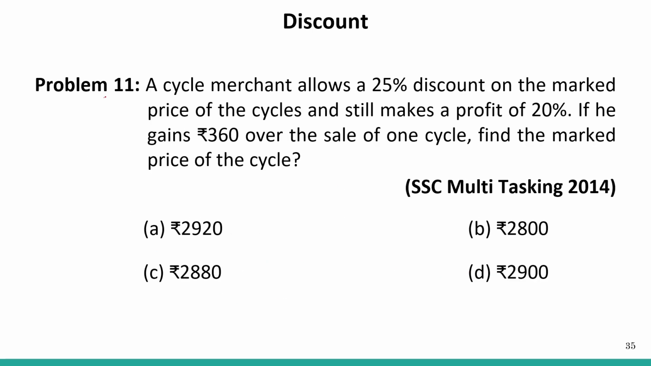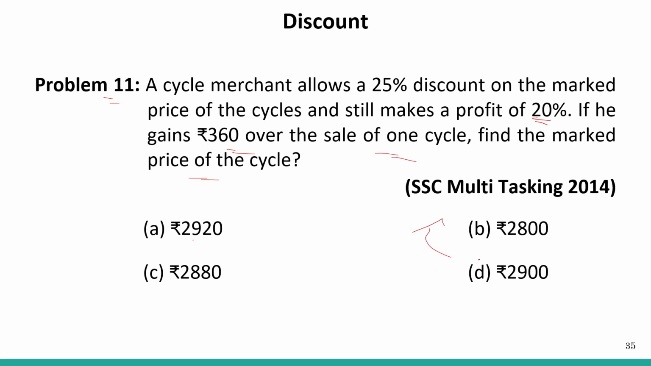Let's see problem number 11. So a cycle merchant allows 25% discount on mark price of the cycles and still makes a profit of 20%. Okay, so if he gains 360 over the sale of one cycle, then find the price of the cycle. Okay, so is it 2920, 2880, 2800 or 2900? So this question has appeared in SSC Multitasking 2014 paper.